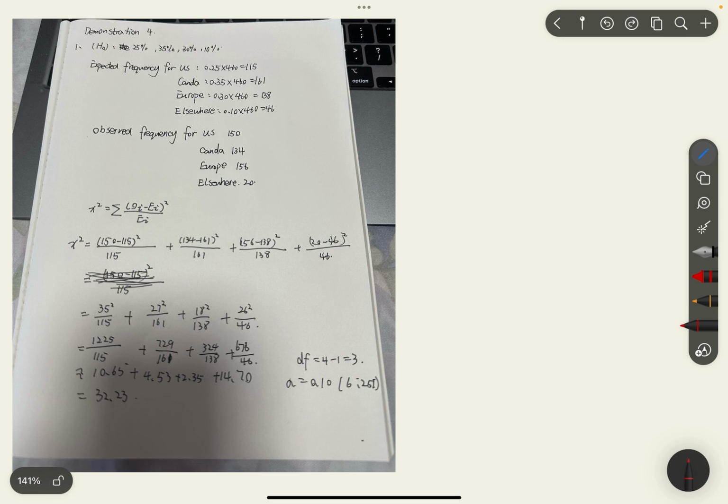For the null hypothesis, the proportions of films filmed in US, Canada, Europe, and elsewhere are 25%, 35%, 30%, and finally 10%. The alternative hypothesis is that at least one of the proportions is different from the stated proportion. And second, we calculate the expected frequencies.